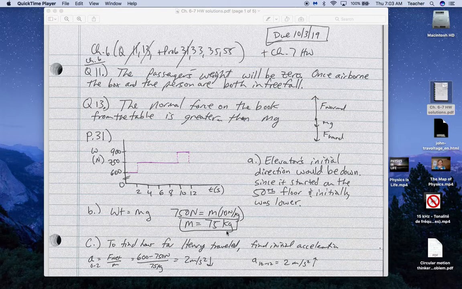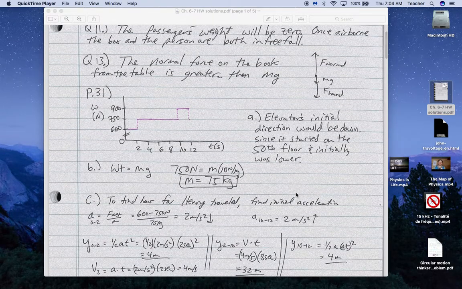That's part B. But now we can go back and look and say that the initial part, the person's weight according to the scale, is less. That means that the elevator is accelerating downward. So if it starts in the 50th floor, it's going to end up heading lower.